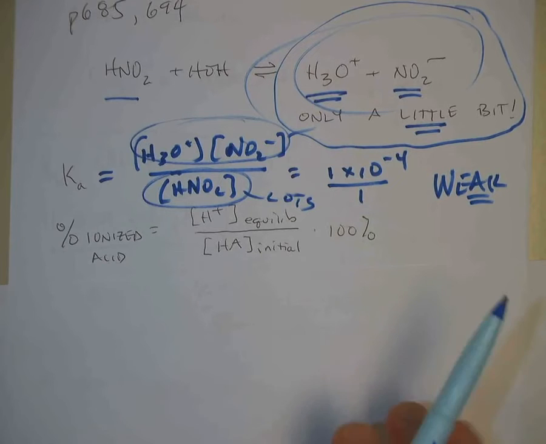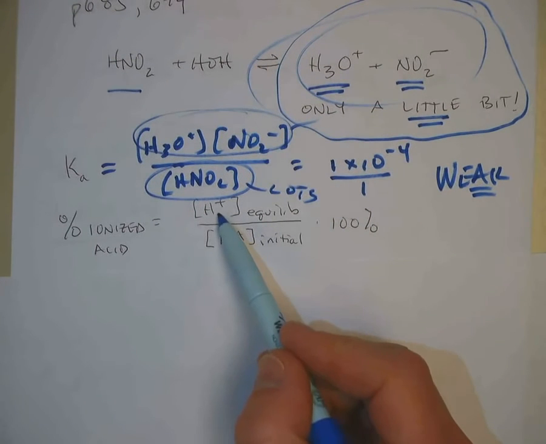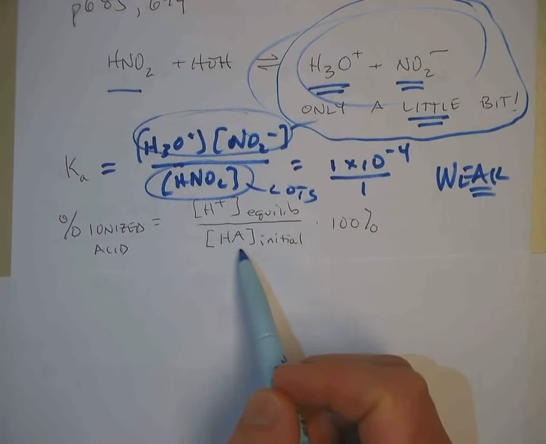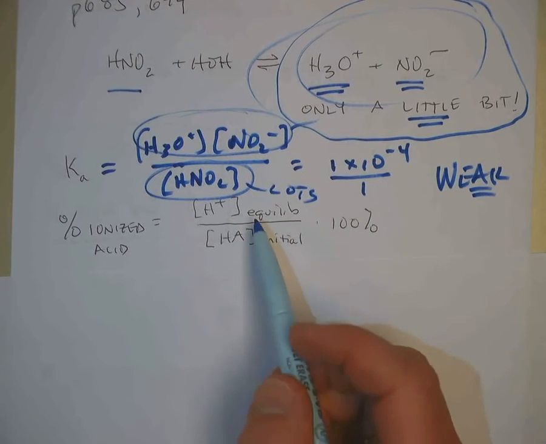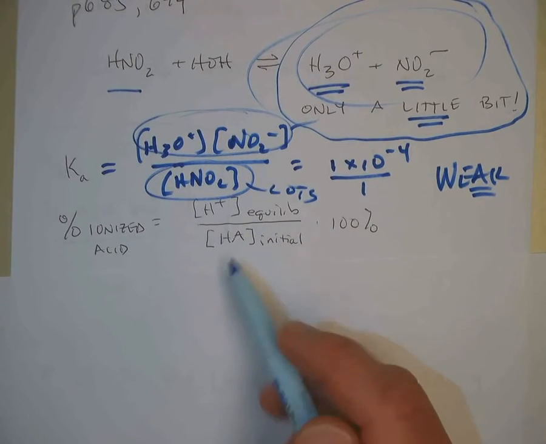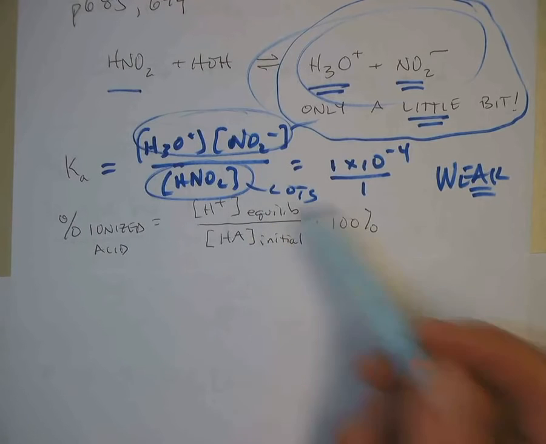The percent ionization is equal to the H plus ion concentration at equilibrium divided by the original concentration of the acid times 100%. You can always remember that percent means part divided by whole, and in this case, it's the part at equilibrium divided by the initial.